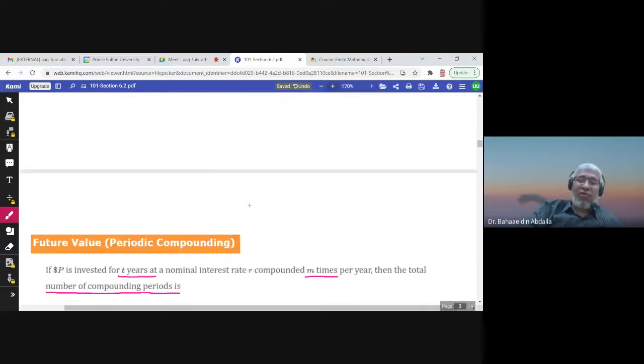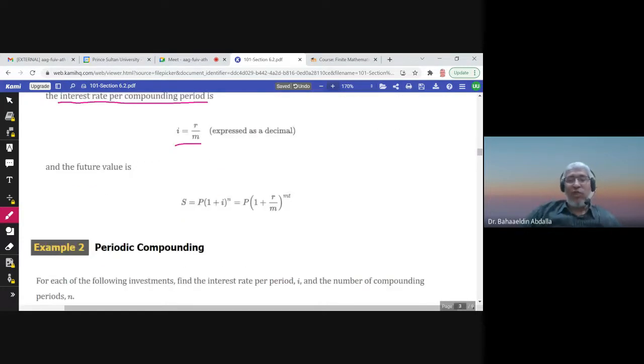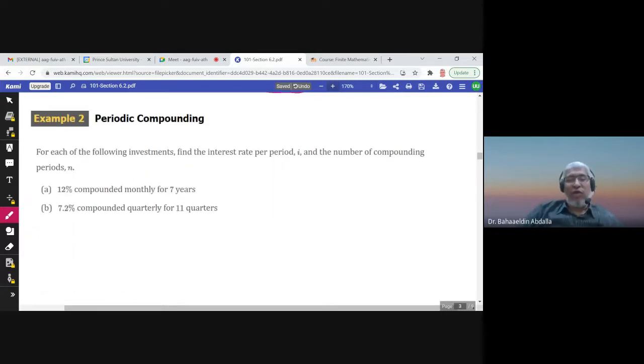To find the future value in this case, we use this formula. So it's 1 plus R, but now we don't have R, we have R over M, which is I, the interest per period. And n now is not only the number of years, n is the number of periods, which is the interest periods M times T, the time in years. For each of the following investments, find the interest rate per period, I, and the number of compounding periods, n.